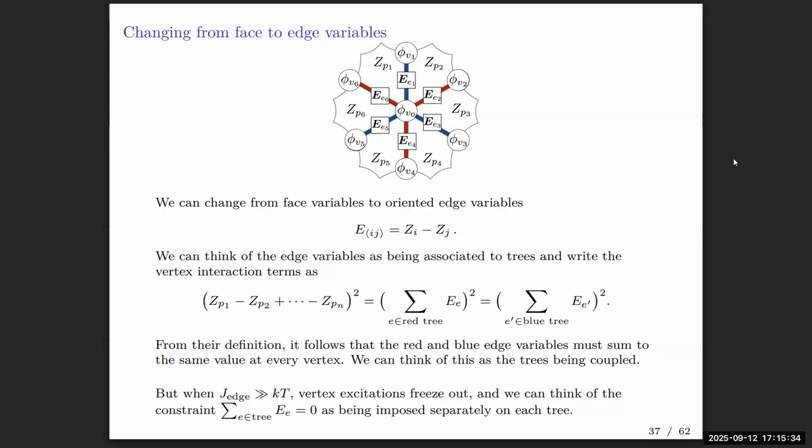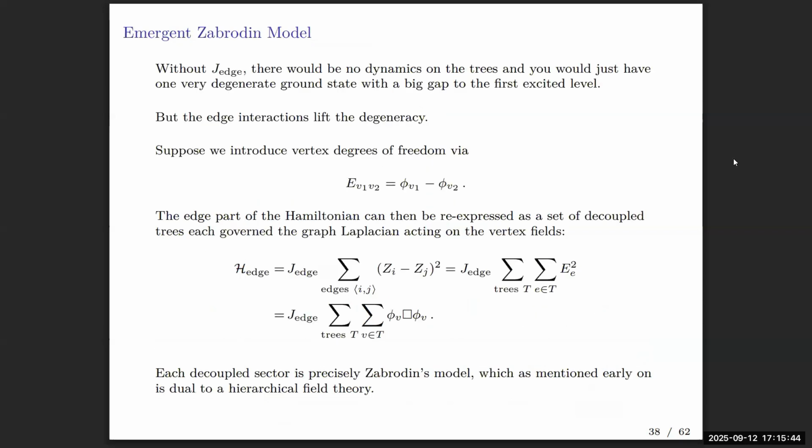And actually, you can use this Euler formula for planar graphs, and you can see that the degrees of freedom match. So the point is, now we think of things in terms of the tree. And then we can also write these edge degrees of freedom as vertex degrees of freedom. Okay, so this is what I said, right? Without the edges, we just have a very degenerate ground state.